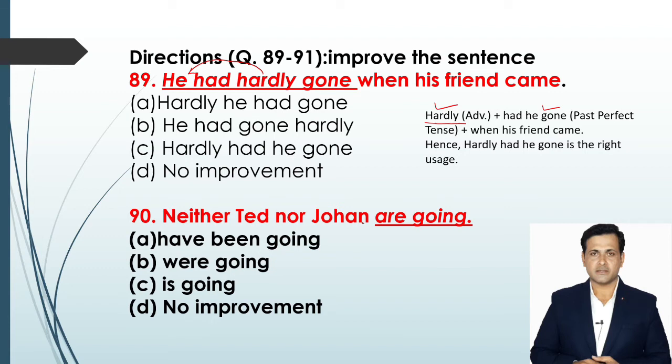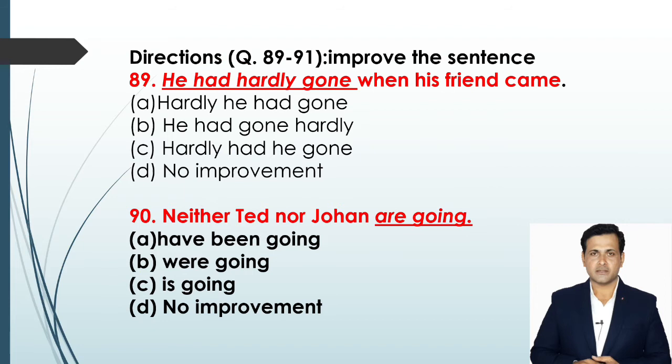"Neither Ted nor John are going." When we use neither nor, we use a singular verb. So "are" is wrong. With or, nor, neither nor, either or, we use a singular verb, such as "Neither Ted nor John is going." So option C is correct.